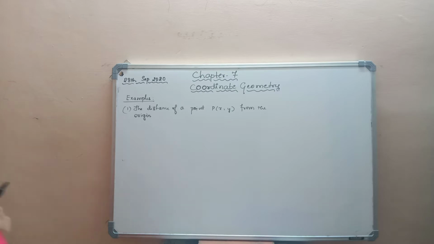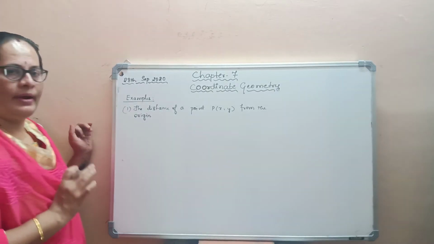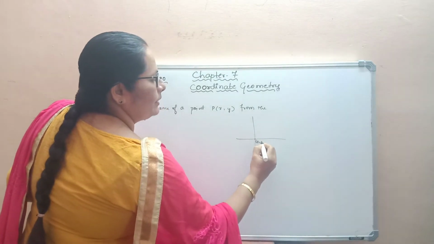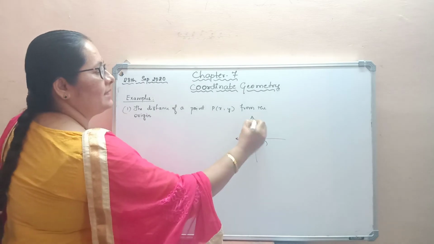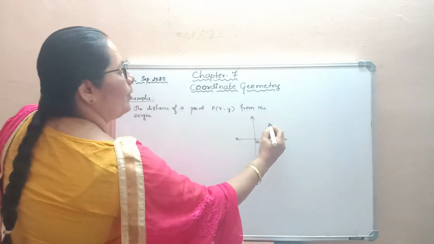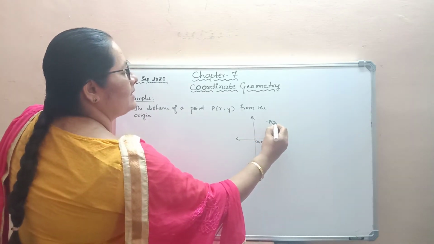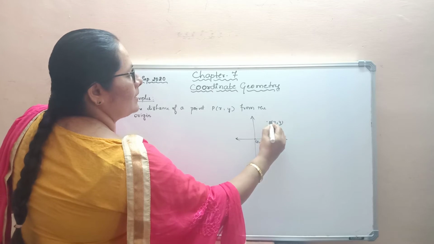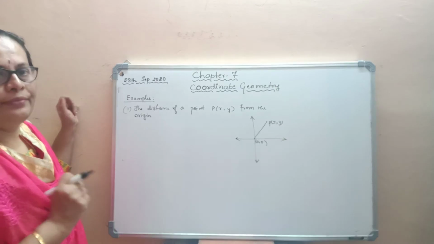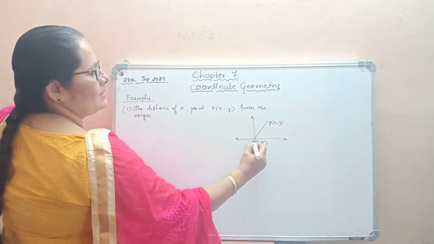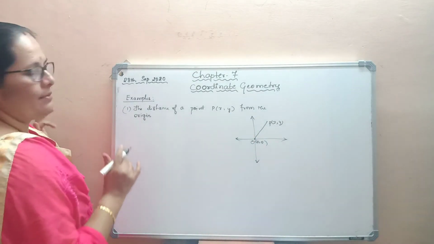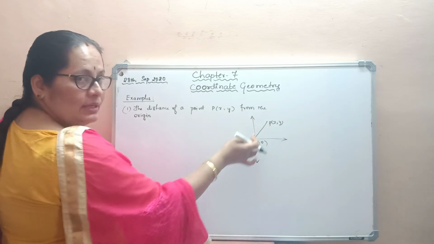What is the distance of a point from the origin? How will you find the distance of a point? For example, see here. This is the origin, and you know that at the origin the coordinates are 0, 0. Point P is here, and its coordinates are x, y. How will you calculate the distance between these 2 points? Using the distance formula. Take this point as O and this point as P. Using the distance formula, we can find the distance between these 2 points.